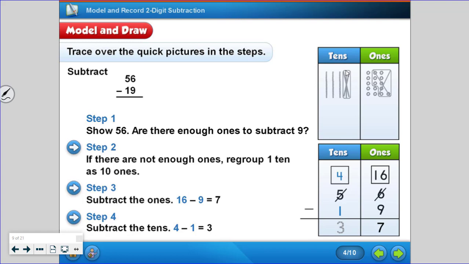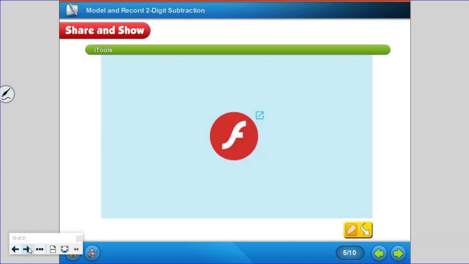So look at the drawing. There's 4. We're taking away this one right here. So that's how we get 1, 2, 3 tens. So there's 4 tens, take away 1, because this 5 is gone. It's not 5 tens anymore. And so now we're left with 3 tens, which means our answer is 37. Okay? So let's try this. Let's try it. You can do it.